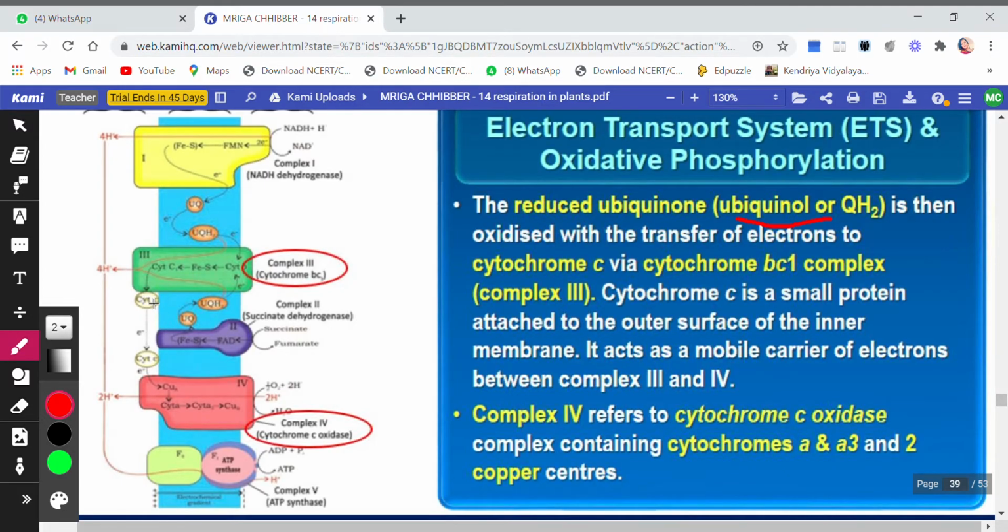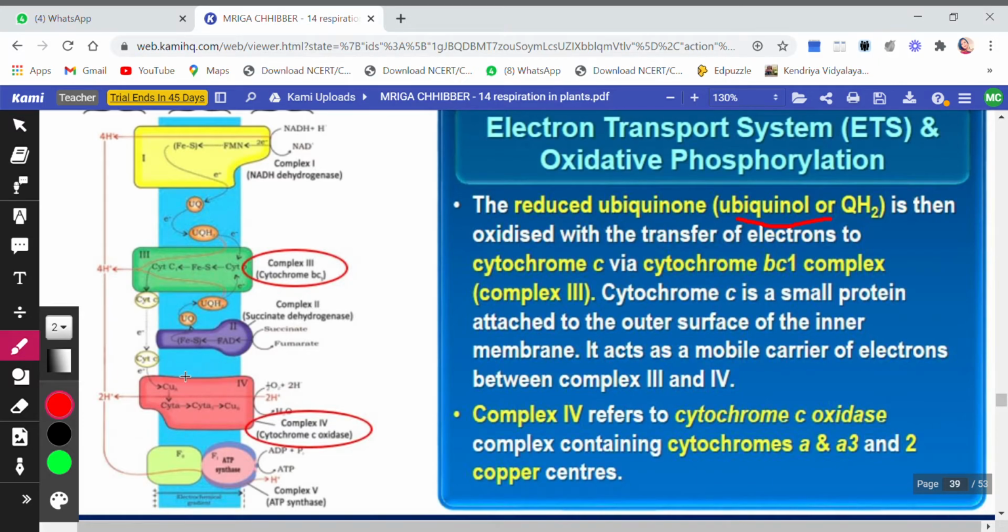Outer surface of the inner membrane. It acts as a mobile carrier of electrons between the third complex and the fourth complex. So this is our third complex, and this is our fourth complex. So cytochrome C is just a carrier which is placed outside the inner membrane, and it will help to transfer the electrons from the third complex to the fourth complex.